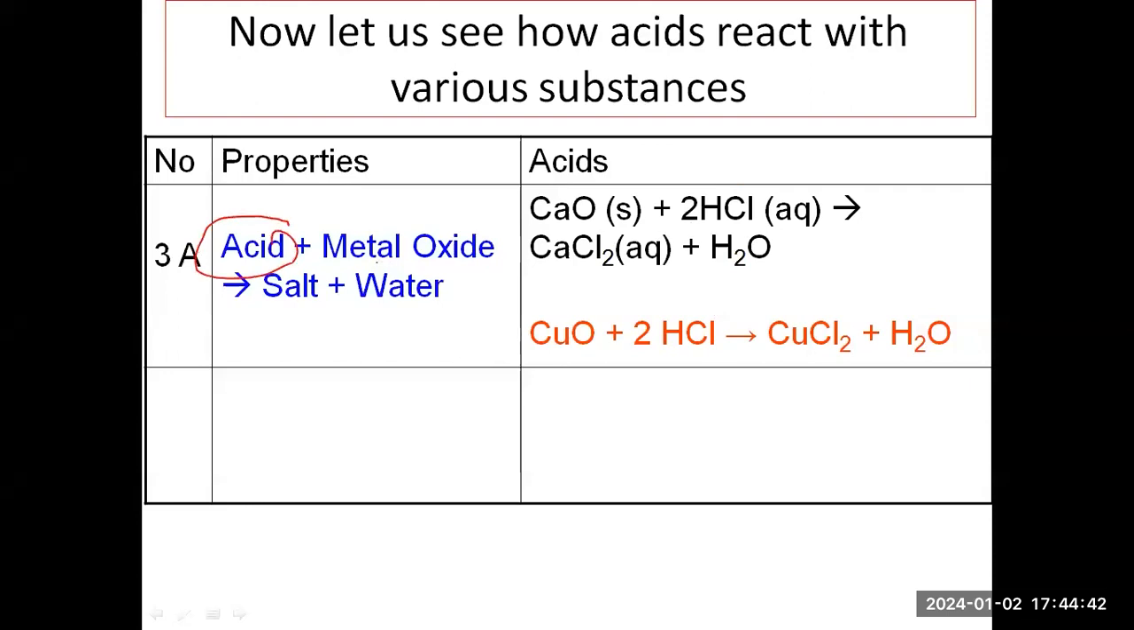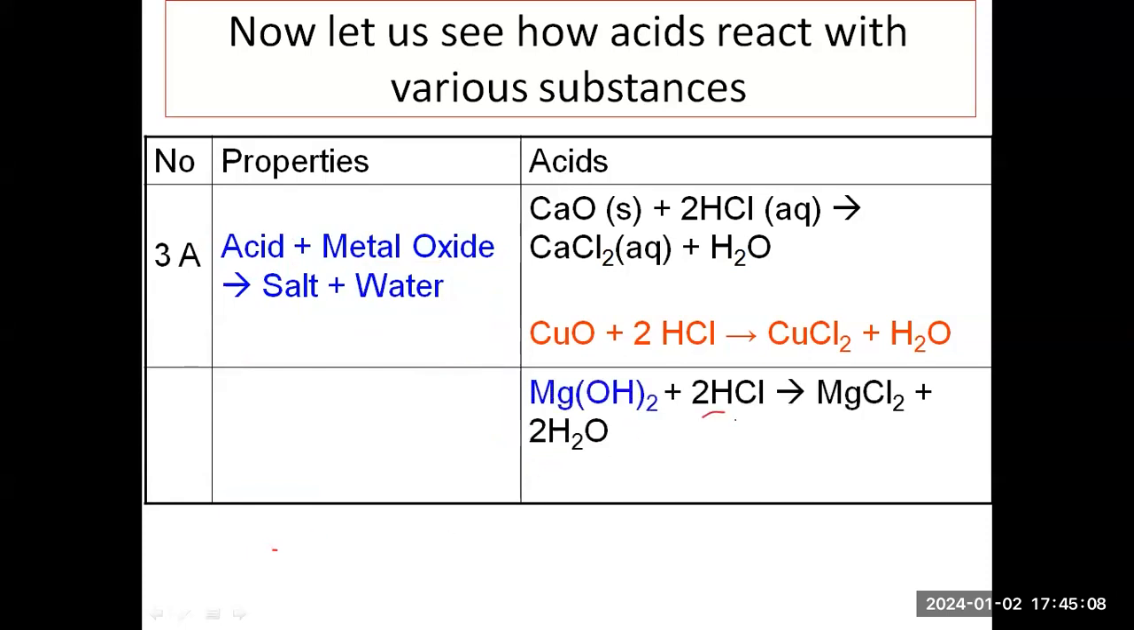Acid reacts with something to give salt and water, and that something is a base. This is the neutralization reaction. So here we can conclude one more thing, that metallic oxides are basic in nature. They are basic in nature, right? So this is one. The second one is similar.